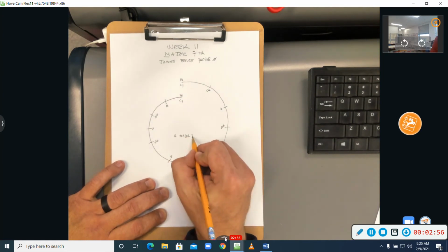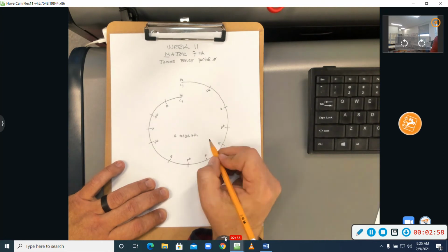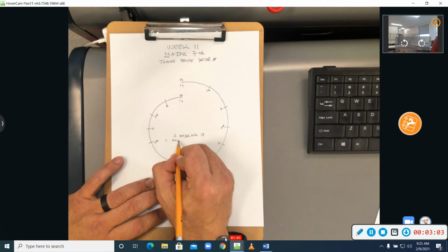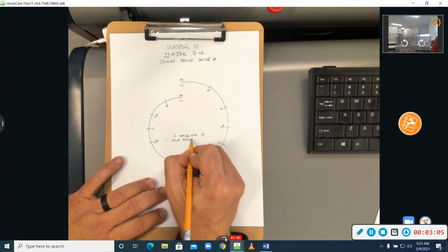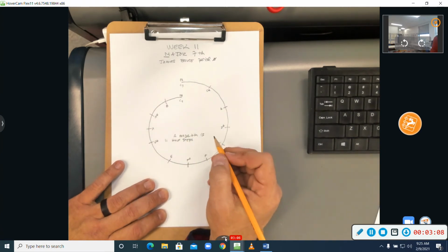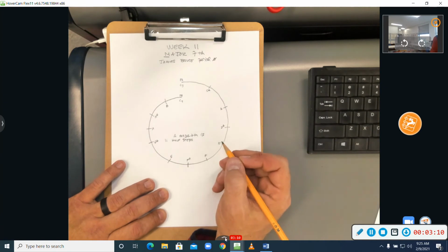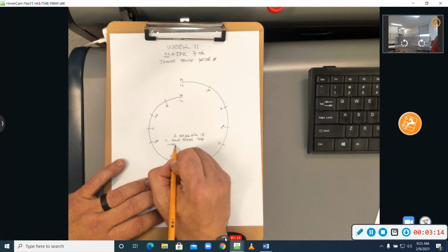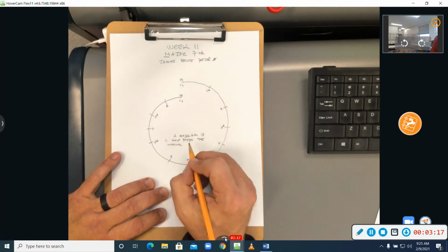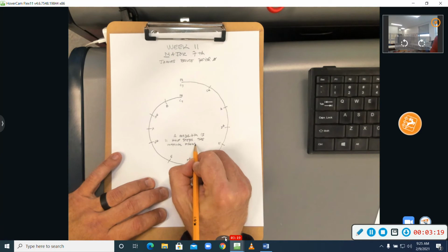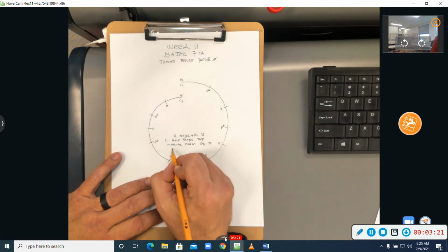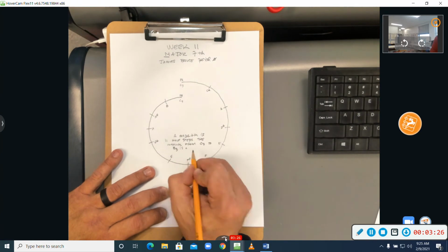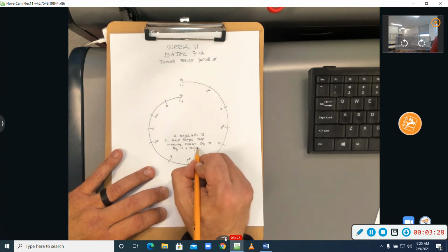major 7th is 11 half steps. The interval from C3 to B3 is a major 7th.